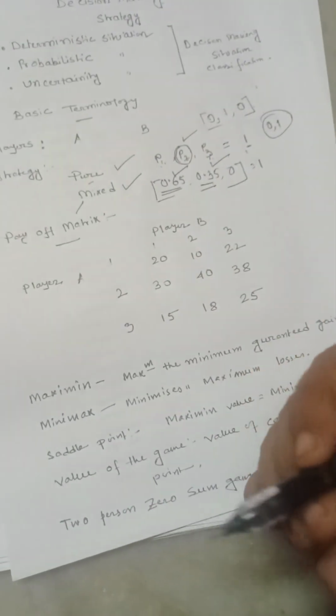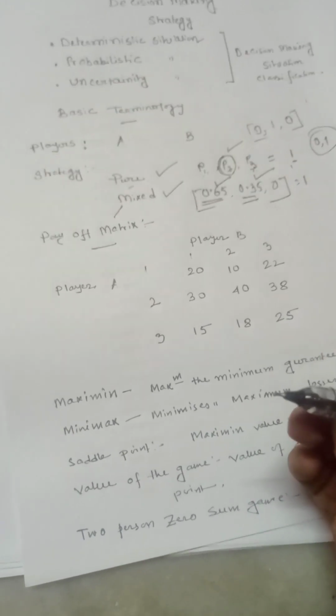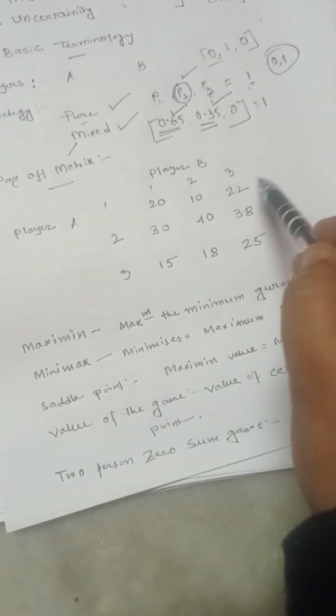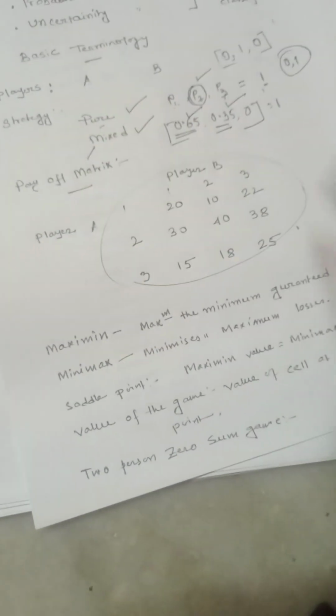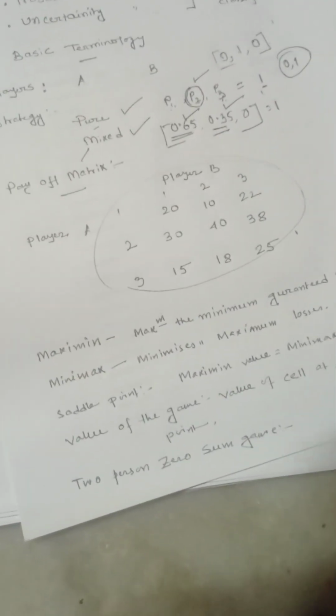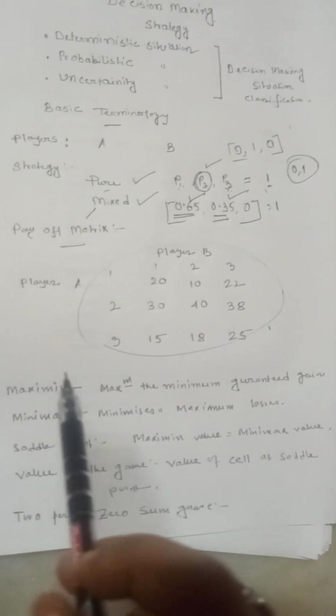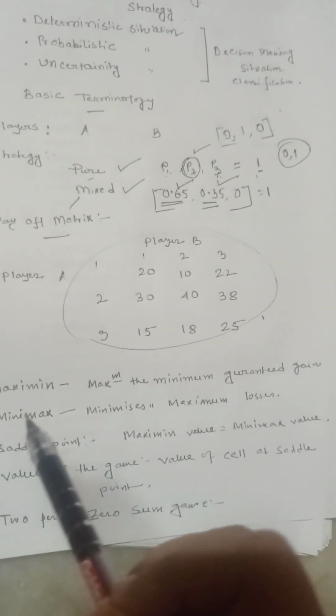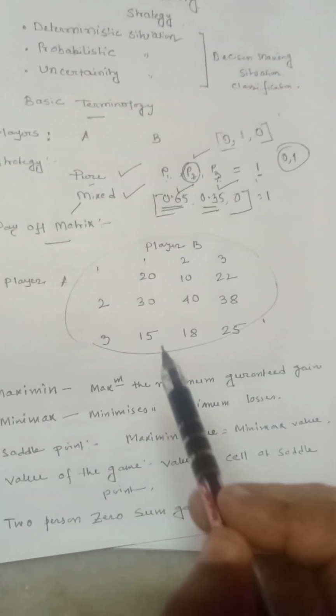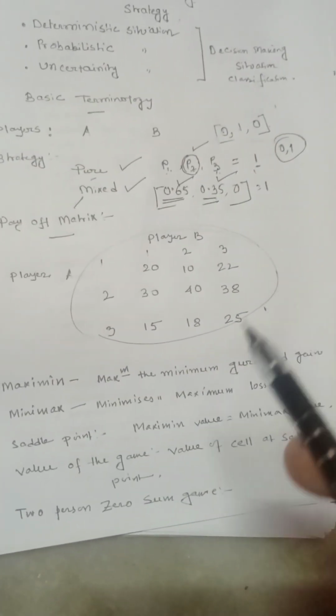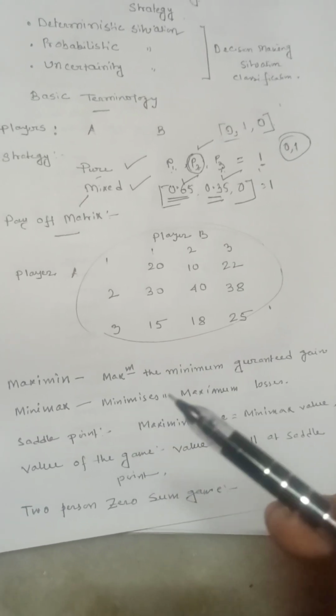Now I will come to the next one, that is the payoff matrix. The payoff matrix looks like this. This is the payoff matrix. Now there are a few things that you need to focus on, that is maximin. What is maximin? Maximin is the maximum of the minimum guaranteed gain. Maximum of the minimum guaranteed gain.